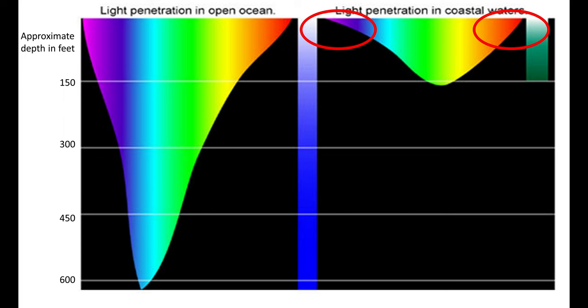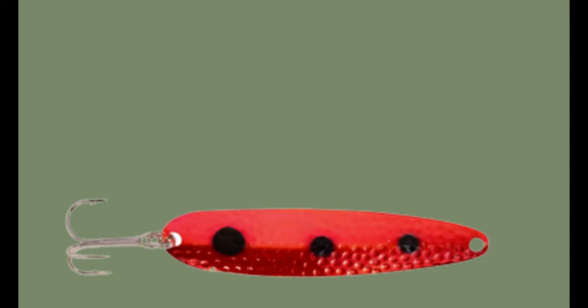This means that this light will not be available to reflect off of presentations in deeper water. Now let's examine how light interacts with our bait presentations under the water. So here we have a red spoon, and coming in from the upper left is a ray of blue, red, and green light. Notice how the blue and green is absorbed by the spoon, and the red is reflected.